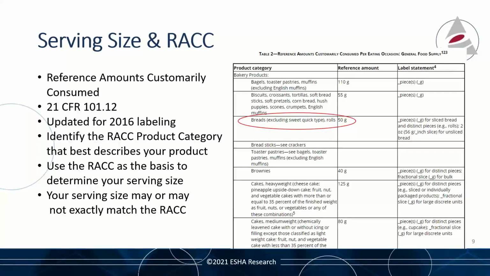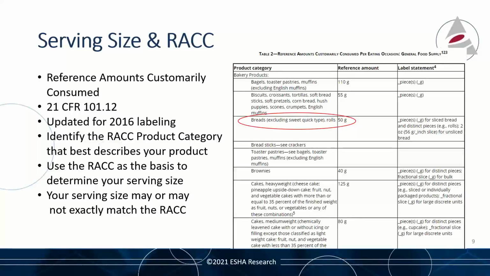In determining serving size, I do want to mention the RAC here, or the reference amounts customarily consumed. This is the section of the U.S. regulations used to determine serving sizes for labeling, and the RAC was updated with the 2016 labeling regulations. Canada and other countries also have similar reference tables regarding serving sizes or portions and their household units that are used to express serving size.